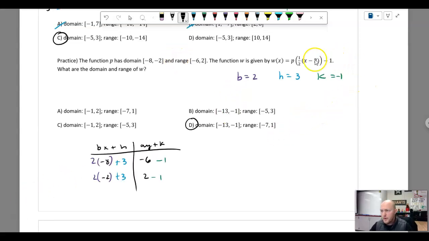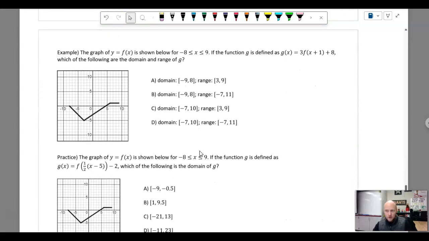Okay, hopefully you started by identifying your transformations. You have a horizontal factor of 2. Your h value is 3. You're going to write 3, and then your k value is -1. So again, I put the values in a table. Your b value is 2 times -8 gives me -16, plus 3 is going to give me -13. So that's how come I knew it's going to be between B or D. And then my ay plus k, I don't have an a value, so I just take the range -6 and I'm subtracting 1. It's going to give me -7 to 1. Answer is D. Did you get it?